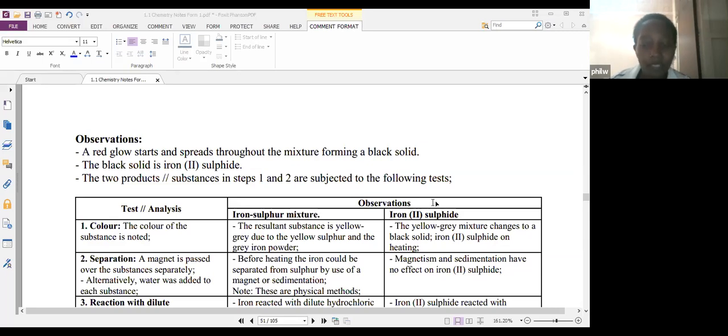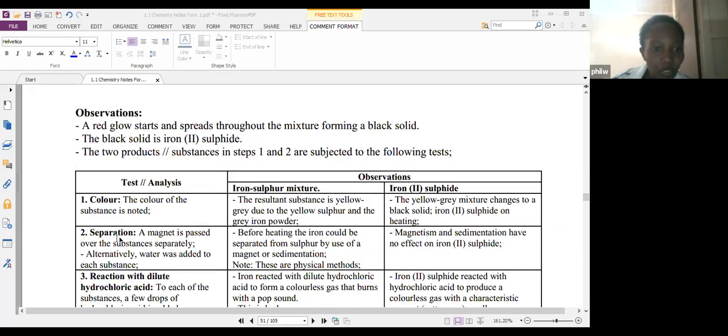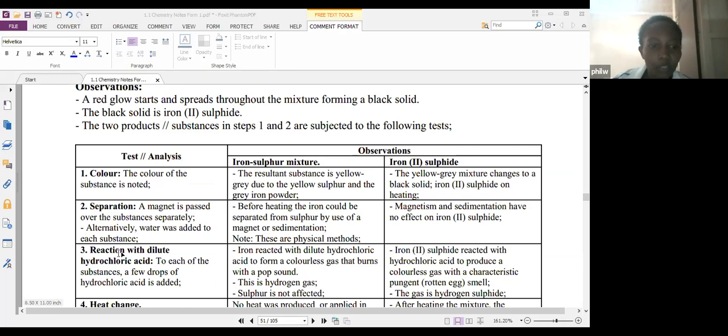So one thing that I would want you to check is the color. Number 1, color of the mixture and the color of the compound. Number 2, I would want you to look at, can they be separated? Is it possible to separate the mixture? Is it possible to separate the compound? Number 3, how do they react with dilute hydrochloric acid?